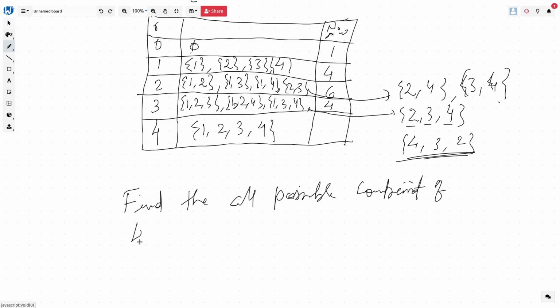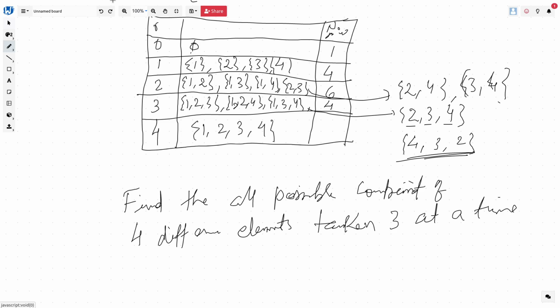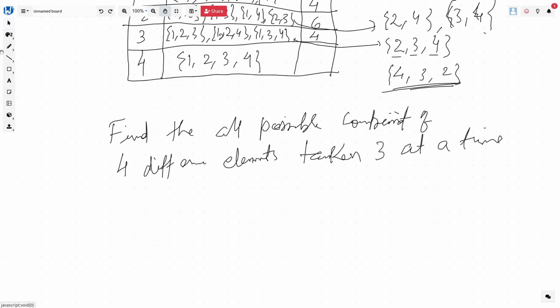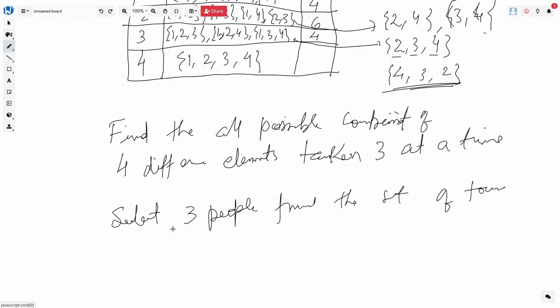of 4 different elements or objects taken, let's say, 3 at a time, or we can say select 3 people from the set of 4 different people.